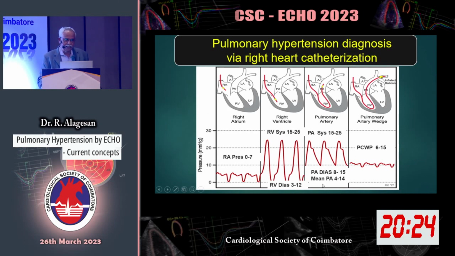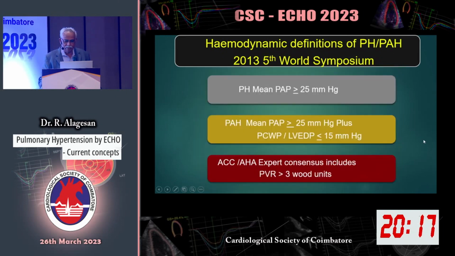So the mean pulmonary pressure is the most important one. Any pressure below 15 is clearly normal. According to the guidelines before the 6th symposium, pulmonary hypertension was defined as any mean pressure equal to or more than 25 millimeters of mercury. Any pressure below 20 millimeters is normal. Between 20 and 25, we don't know. It is a gray zone.